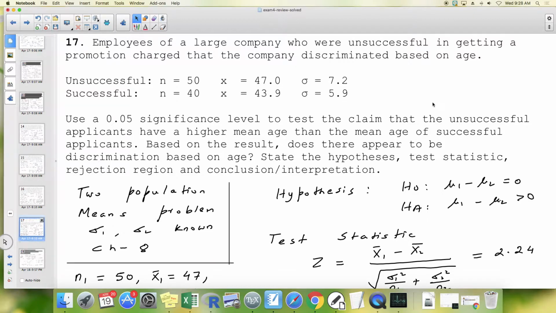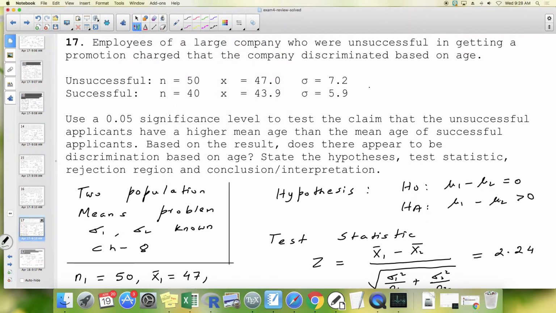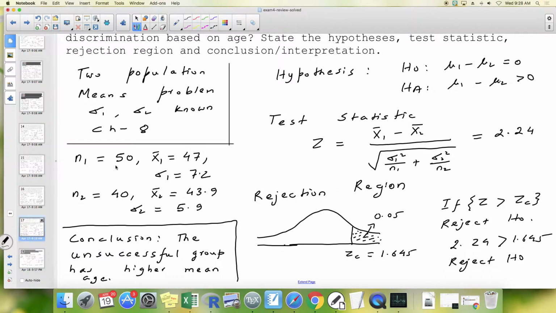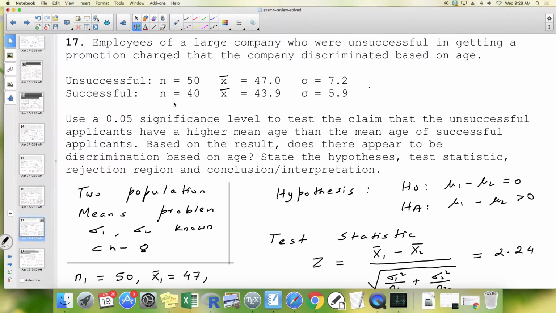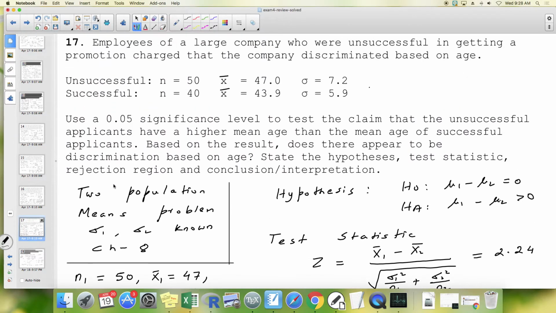So I should be really writing x bar here. x bar is 47 and x bar is 43.9. That means n1 is 50, x1 bar is 47, sigma 1 is 7.2 as given, n2 is 40, x2 bar is 43.9, and sigma 2 is 5.9. Alright, so that's our data. Now it's a two populations problem, obviously, it's a means problem, and sigma 1, sigma 2 are known. It's given here.